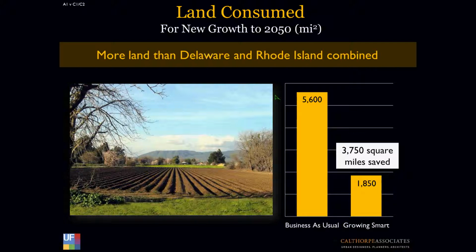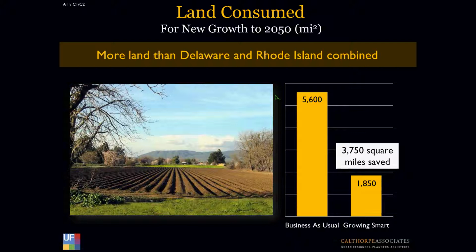You can see here, California has about a 5,000 square mile urban coverage today. Business as usual more than doubles that. And the growing smart scenario consumes far less land, focused more around high-speed rail and other transit infrastructure, more walkable, compact communities, and very heavily driven by market demand and emerging preference for multifamily, small lot, townhome, and compact walkable communities.